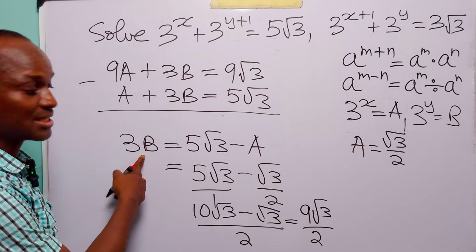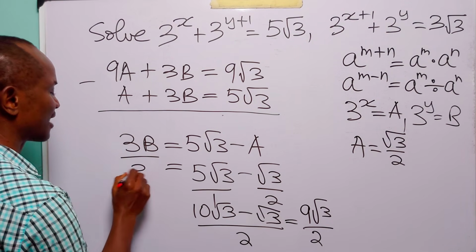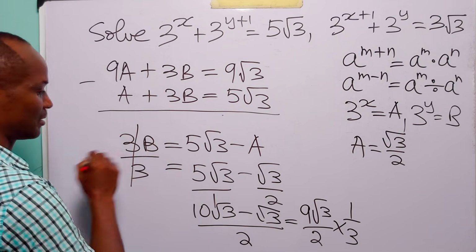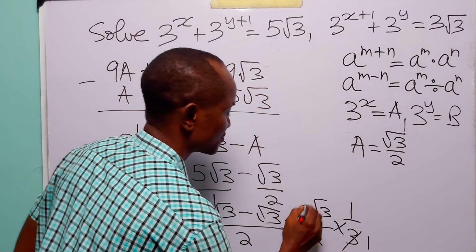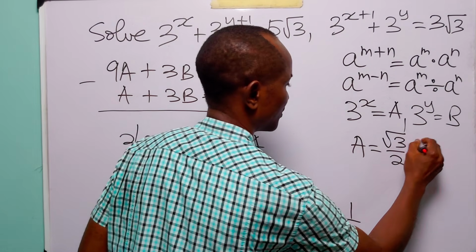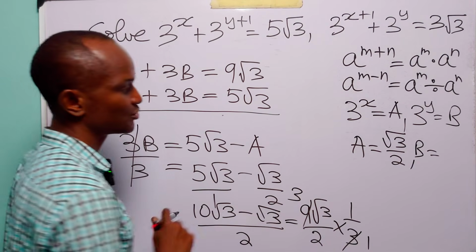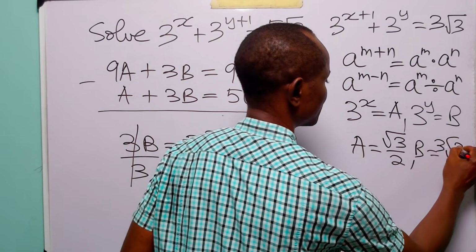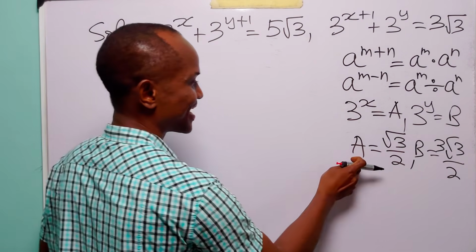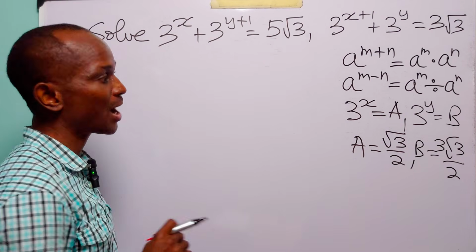Now we have that 3b is equal to 9 root 3 over 2. And finally, to find the value of b, we have to divide both sides of this equation by 3. 3 into itself is 1, into 9 is 3. So we have that b is equal to 3 root 3 over 2. And now that we have found the values of a and b, let us go back to these substitutions to find the values of x and y.